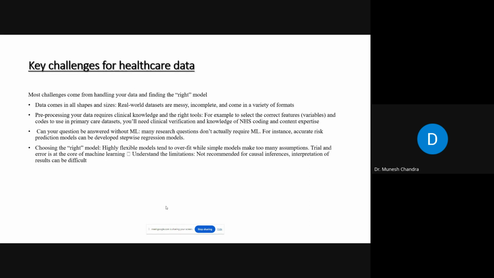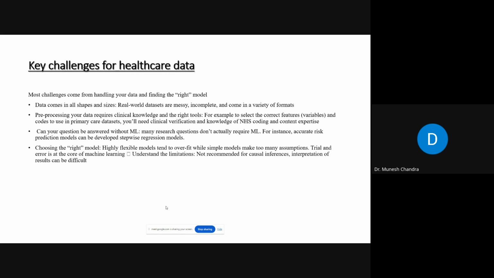Whenever you are pre-processing your data, the prime focus is removing noise and making the image more perfect. So pre-processing requires clinical knowledge and knowing how to use the right tool, which tool is basically used for the best pre-processing. That particular point has to be taken into consideration. So these are certain challenges that you face whenever you are dealing with healthcare data.